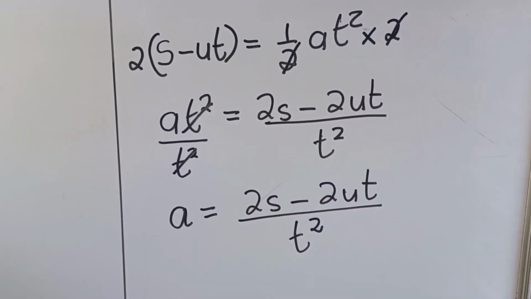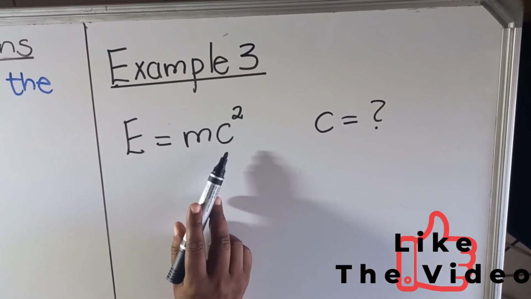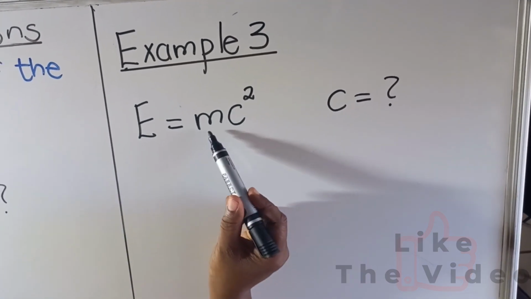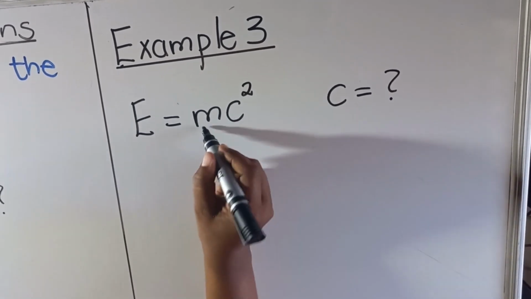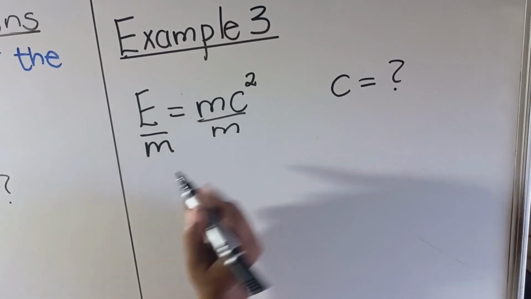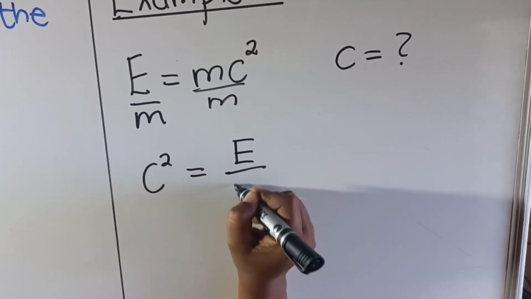Let's look at the third example. Example 3: E is equal to MC squared. We are supposed to find C. So our first step is M and C are multiplying, so you're going to divide by M on both sides. I'm going to start writing C squared is equal to E over M.